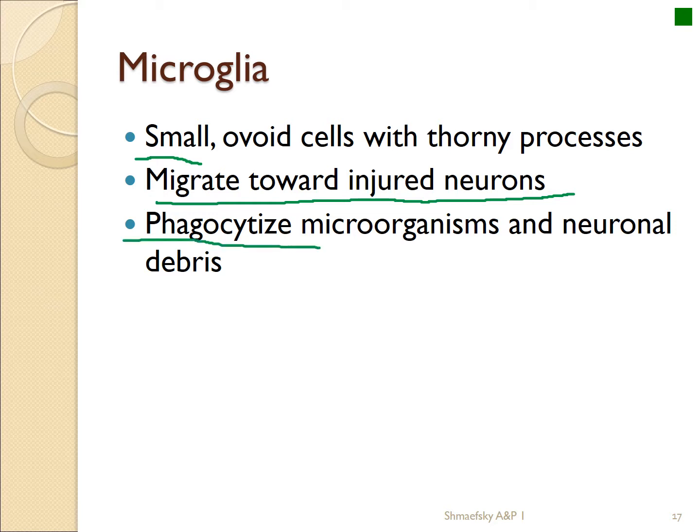And we're going to see, just like white blood cells, they phagocytize or eat microorganisms and neuronal debris. That means they clean up the waste. And this is very important in your nervous system, because as you get older, it's evident that microglia might not be able to do their job as well, them and the astrocytes.